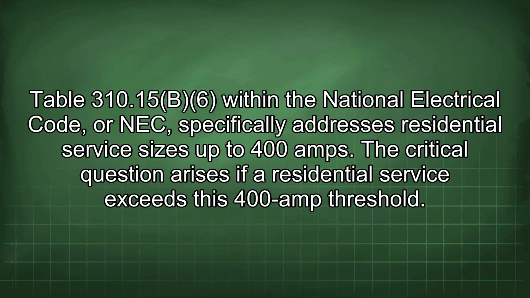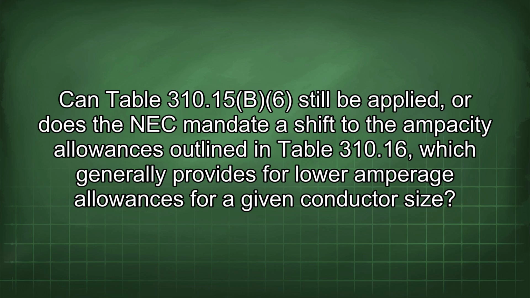Table 310.15(B)(6) within the National Electrical Code, or NEC, specifically addresses residential service sizes up to 400 amps. The critical question arises if a residential service exceeds this 400 amp threshold. Can Table 310.15(B)(6) still be applied, or does the NEC mandate a shift to the ampacity allowances outlined in Table 310.16, which generally provides for lower amperage allowances for a given conductor size?